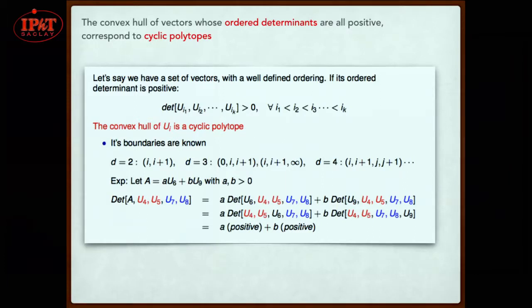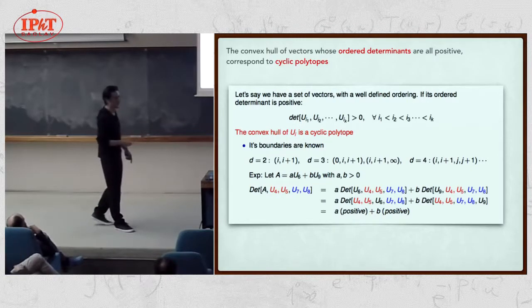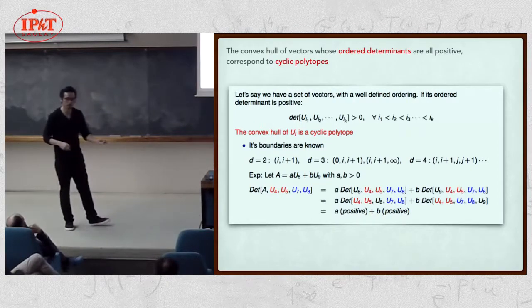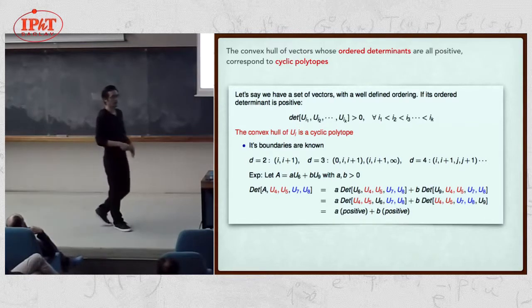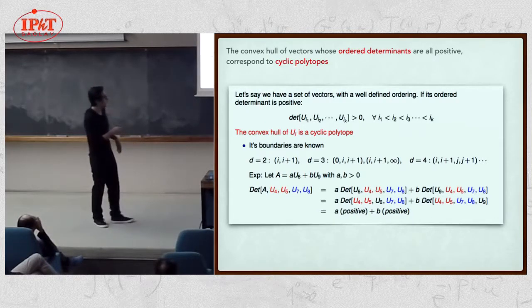Because whenever you have a set of vectors with some particular ordering, and for a given ordering the minors are always positive, then the convex hull is what is called the cyclic polytope. It's just known already in mathematics. And for a cyclic polytope, it doesn't matter how many vectors you have. You already know exactly what the boundaries are.